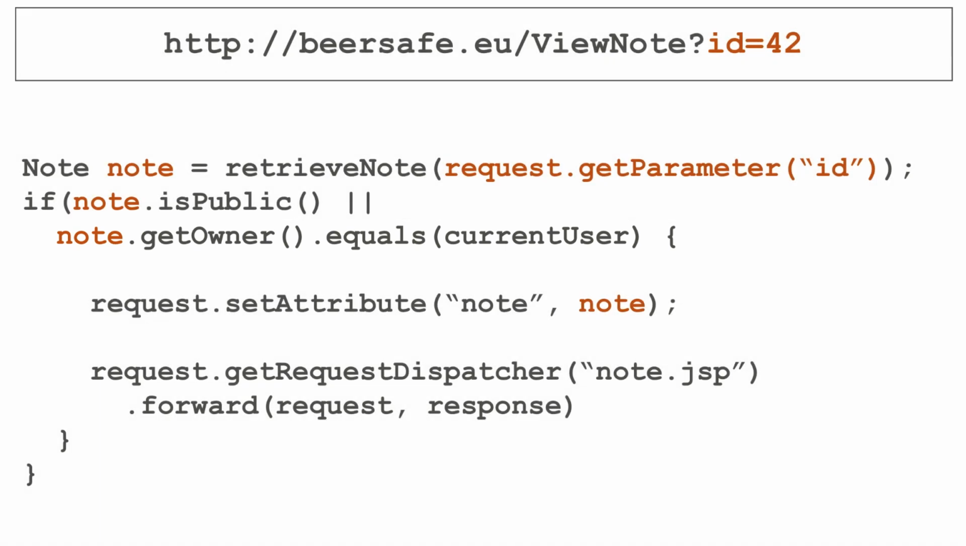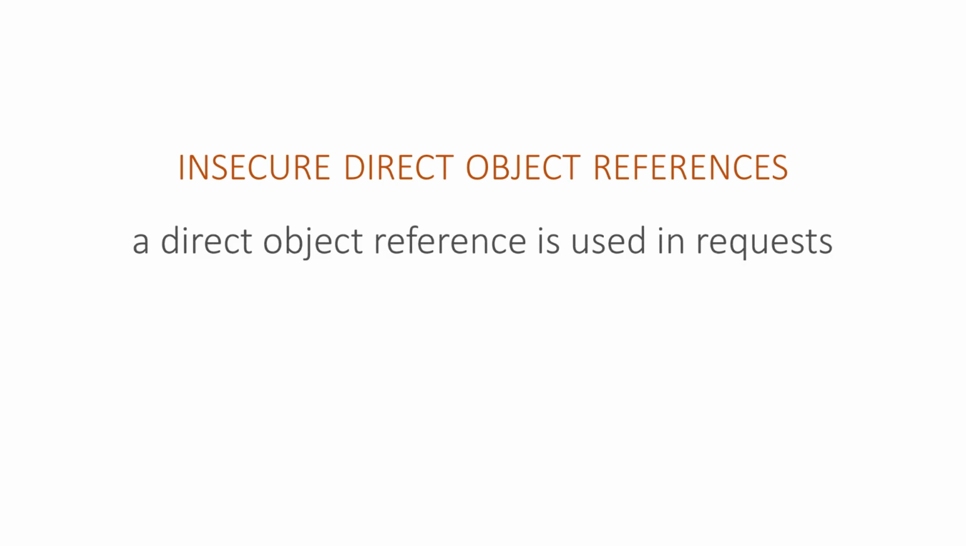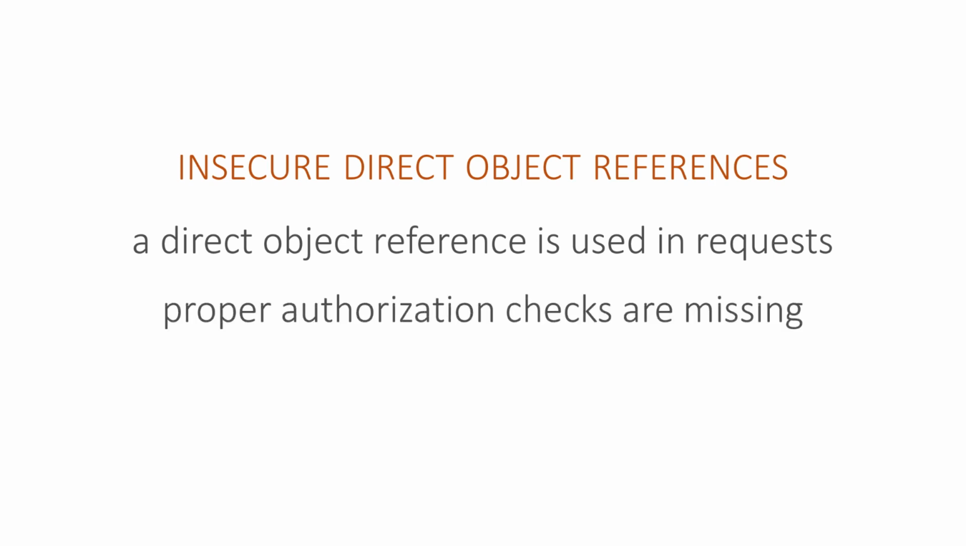Before we go on, let's summarize the problem. Insecure direct object references occur under two conditions. First, the direct reference to a server-side object is used in the requests. Second, the application lacks proper authorization checks on operations that use this identifier. The solution we have discussed before addresses the second part of the problem. By implementing proper authorization checks, the application can prevent unauthorized access.